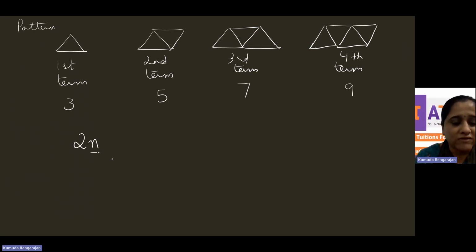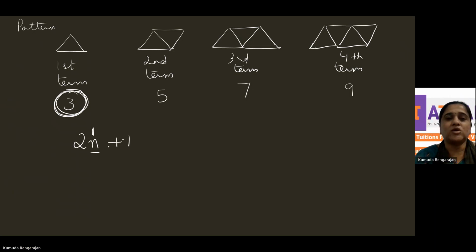Now give 1 for n. Let n be 1. So what is 2 into 1? 2. But how many sticks are there in the first term? 3. See, when you give n as 1, you should see how many sticks are there in the first term. When you give n as 1, 2 into 1 is 2. But there are 3 sticks here. So how will you get 3? 2 into 1, 2 plus 1, right? So 2n plus 1 is the rule.